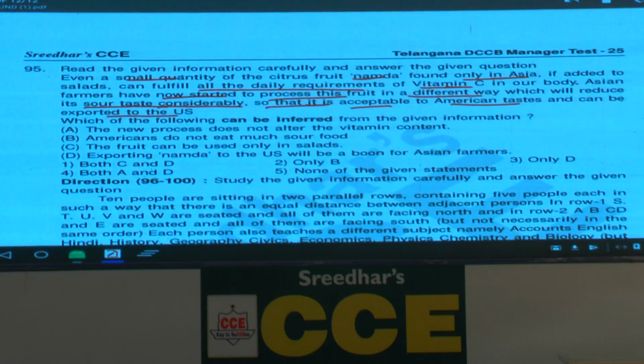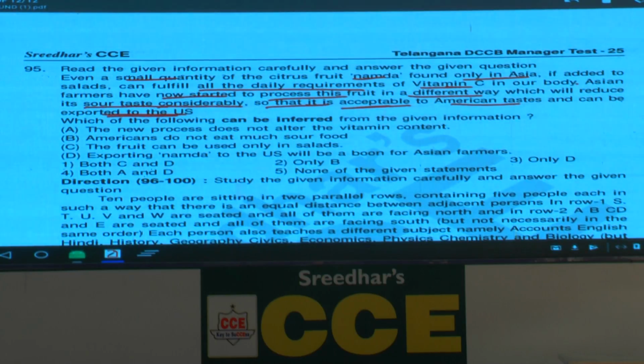Now this fruit Namda, which was available only in the Asian region, now a small quantity of this Namda will take care of the vitamin C requirements of your body. But now the farmers who are producing this Namda are trying to process this fruit in order to reduce the sour quantity of this fruit. Why are they reducing this one? Because in order to suit the requirements of the American people, isn't it? And so that it can be exported to the United States. That means these American people cannot take that much sour taste, isn't it? Hence they are decreasing this one.